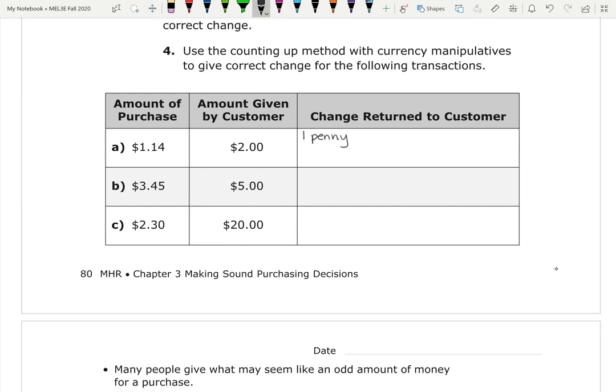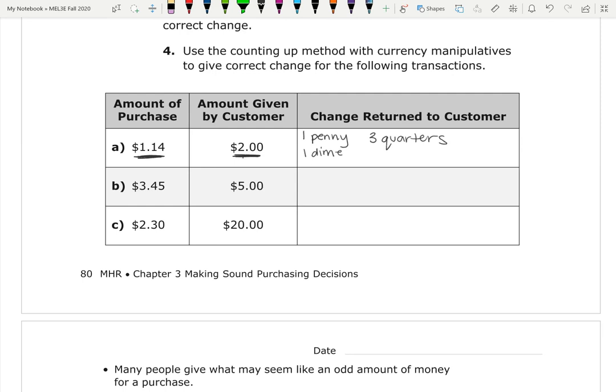And then to get to $1.25 from $1.15, that's 1 dime. So I'm going to count up 10. So now I'm at $1.25. And to get from $1.25 to $2, that's 75 cents or 3/4. Now I'm at $2. So to get from $1.14 to $2, you add a penny, a dime, and 3/4.